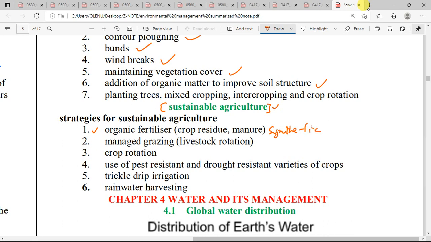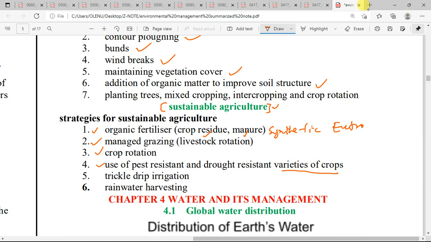it's better we use organic fertilizers such as crop residues and manures. Why? Because this does not lead to eutrophication, because it's difficult for it to be transported by rain into large water bodies. Then manage grazing so the soil will not be exposed and washed away by erosion. Now, crop rotation is very important. Use of pest resistant and drought resistant varieties of crops.